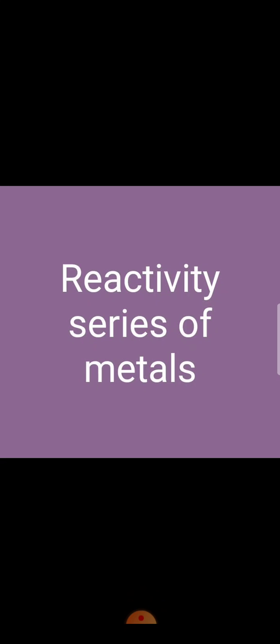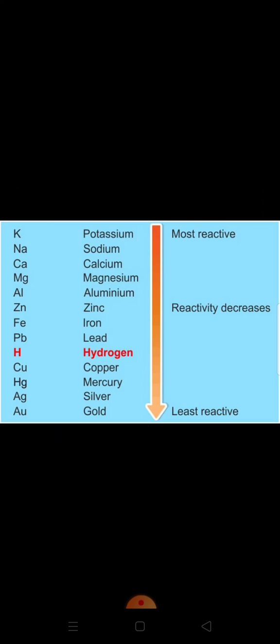In our previous class, we have studied that on the basis of reaction of metals with oxygen, water, acids, etc., it is found that some metals are highly reactive, some are less reactive, while some others are least reactive. Thus, metals can be arranged on the basis of their relative reactivity, and that arrangement is called the reactivity series of metal. Actually, the arrangement of metals in a vertical column in order of their decreasing reactivity downwards is called the reactivity series of metal.